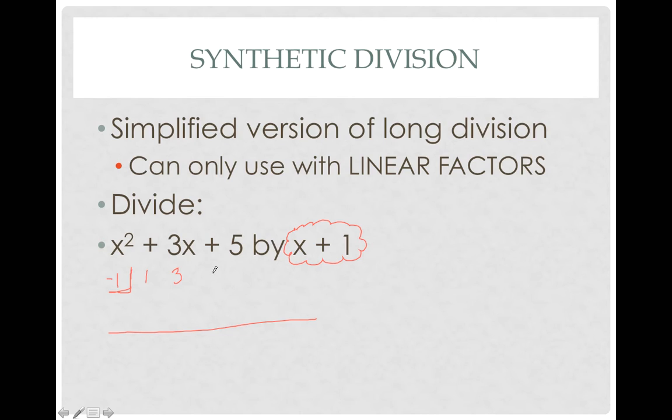And the number in front of the 5 is the 5, because that's the 5. Here's how synthetic division works. You drop the first number. Then you take 1 times -1 and get -1. And then you add straight down to get 2.